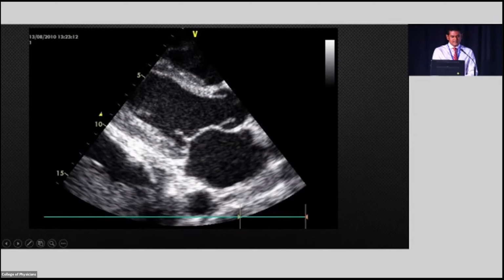Now again the same view. This is the left atrium, left ventricle, and you see the fluid around the heart, and this is the descending aorta. If this fluid goes above the descending aorta, that's usually a pericardial effusion. But if it goes beyond or below, it's a pleural effusion. So you need to differentiate, because sometimes you might mistake a pleural effusion for a pericardial effusion.